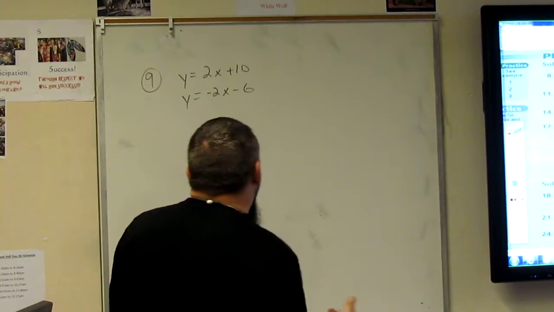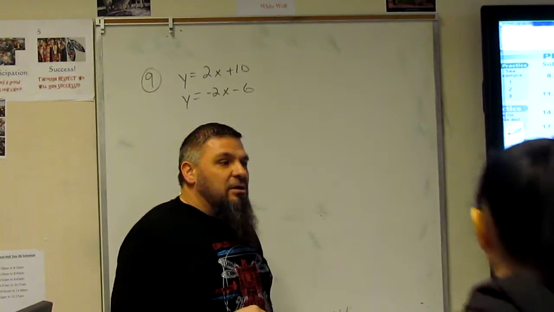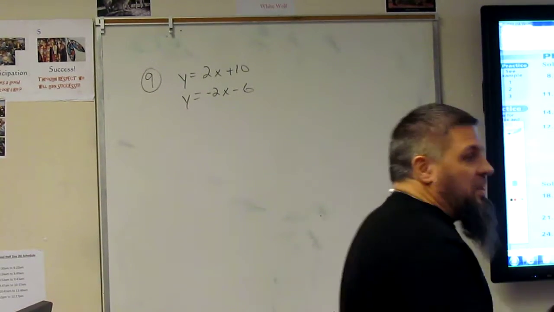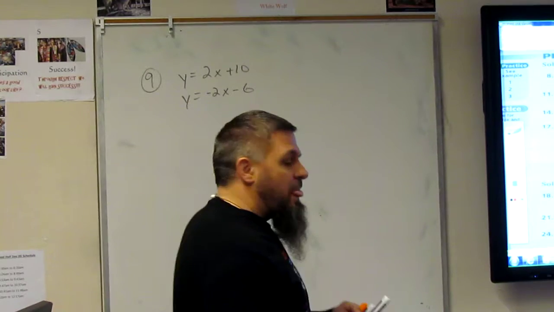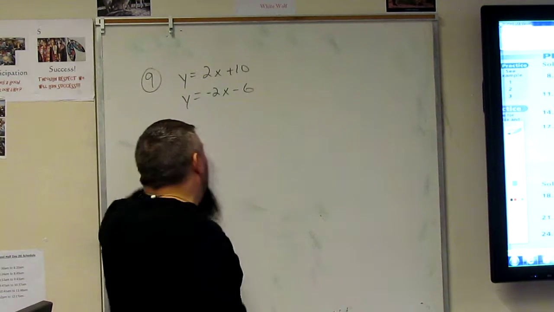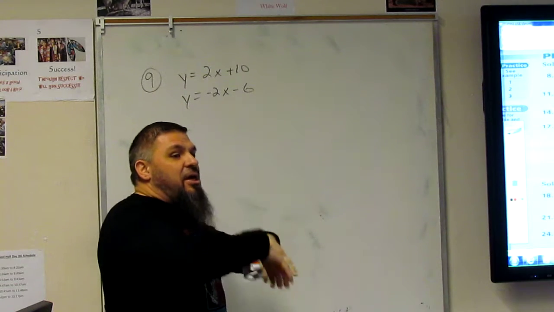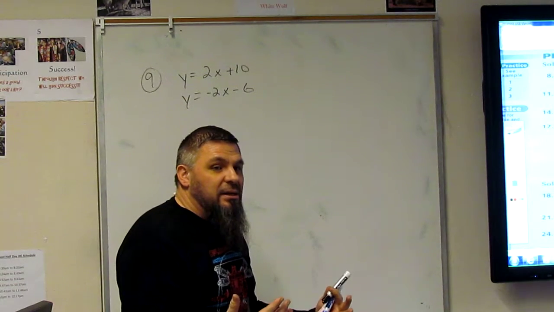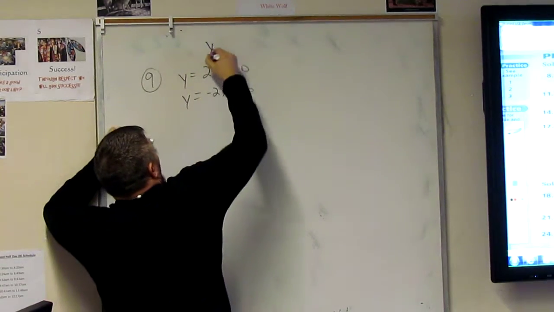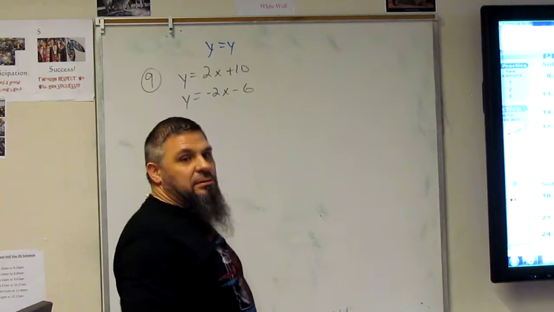All right. So what's going to happen here is eventually I'm going to show you something called linear combination. But right now I'm going to show you what's called substitution. Y is equal to this, right? But y is also equal to this. They're both y, right? So that means that y equals y, right?